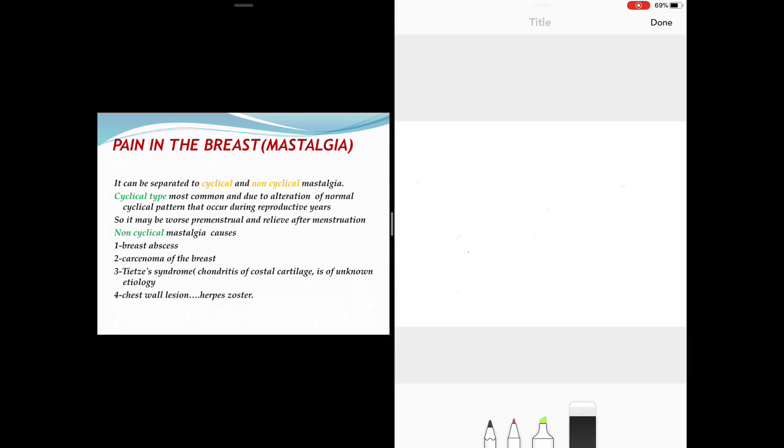Don't forget this. It may be Tietze syndrome, contractures of the costal cartilage, or chest wall invasion, or herpes zoster. This is non-cyclical. When a patient comes complaining of mastalgia, how do you manage her? According to the triple assessment. I start with history and clinical examination. From the history I will know whether this pain is cyclical or non-cyclical.